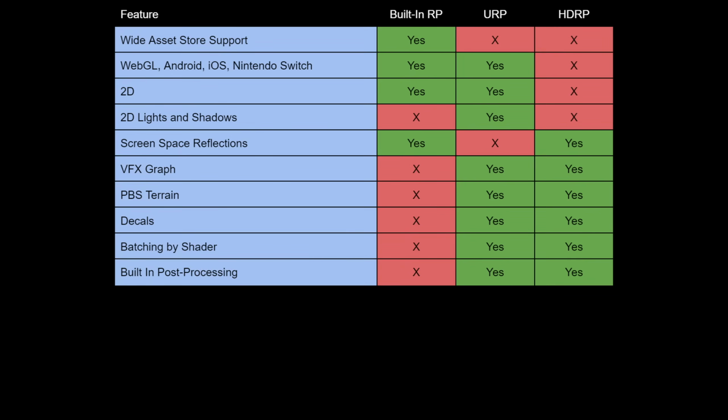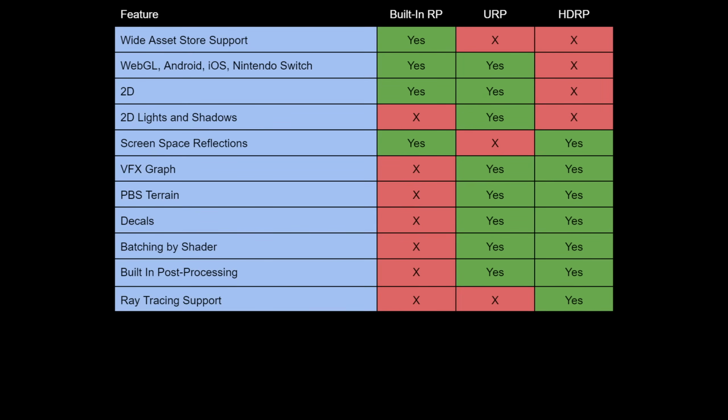There is built-in post-processing in the URP and the HDRP. In the built-in render pipeline, you have to install a separate package for the post-processing, and I always found that to be a little bit awkward to use, so I'm looking forward to actually having it built in the new render pipelines.